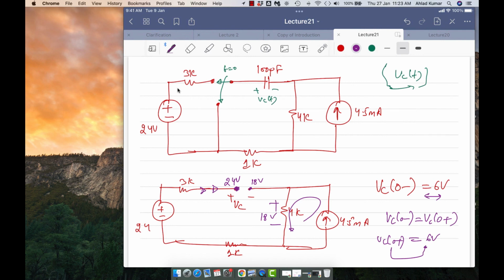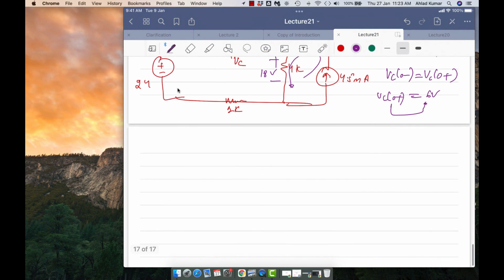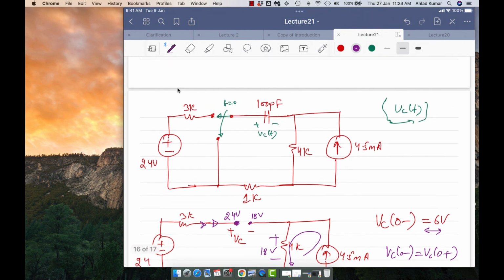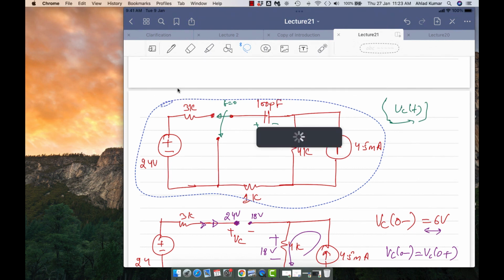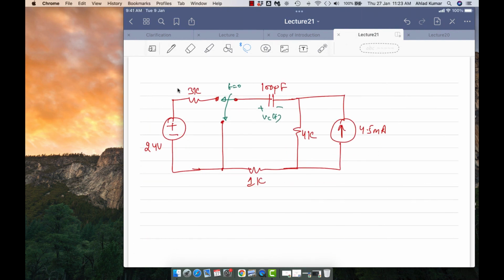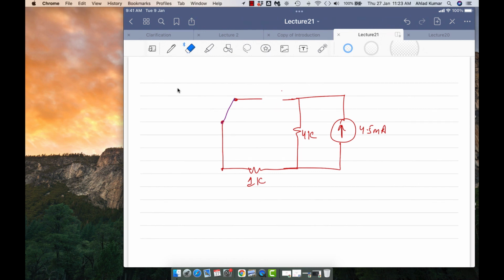Now what we want to know is VC at infinity, because the equation requires us to calculate the value of VC(infinity). So at t equal to infinity, what will happen? How will the circuit behave? Capacitor will be open or closed? Close. Sorry, open. It will be open, right? So at VC at infinity, the circuit looks like this, and again this will be open circuited. So if it is open circuit, can you calculate what VC(infinity) is? What will be the answer?